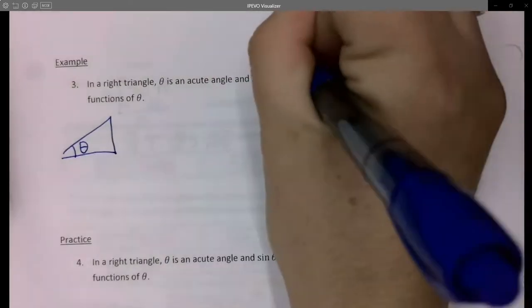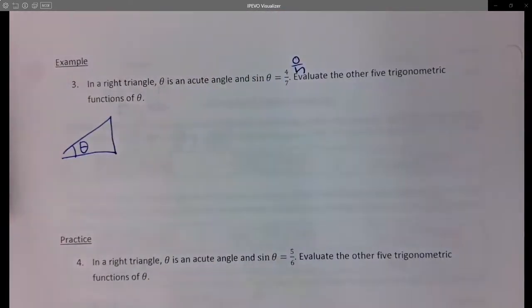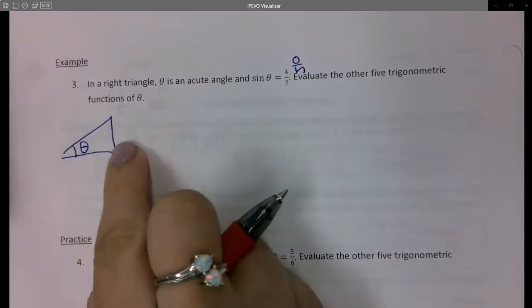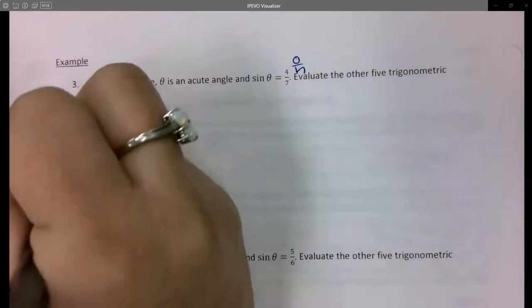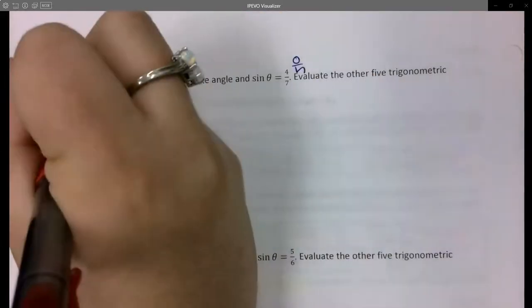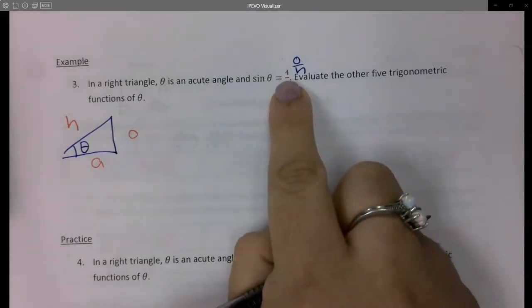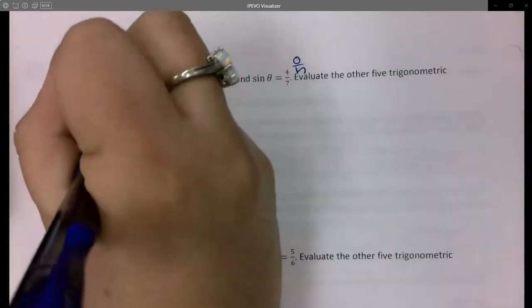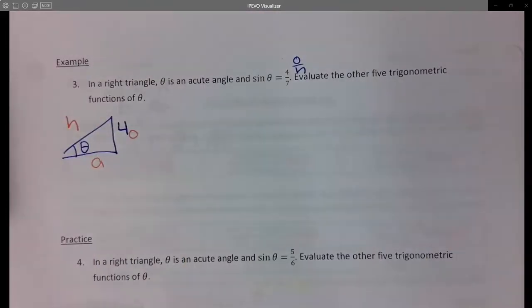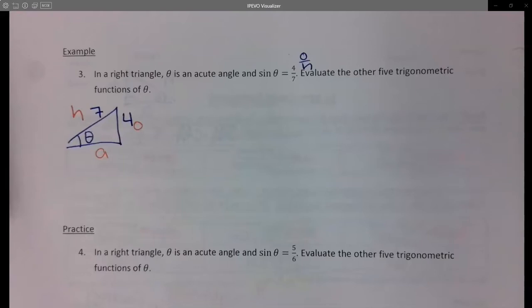Sine is normally opposite over hypotenuse. So on this triangle, my opposite is the up and down. My adjacent is the side to side, and my hypotenuse is the longest slanted side. Then I want to label the 4 and 7 for my opposite and hypotenuse. 4 was on top, so that's the opposite. 7 was on the bottom, so that's the hypotenuse.